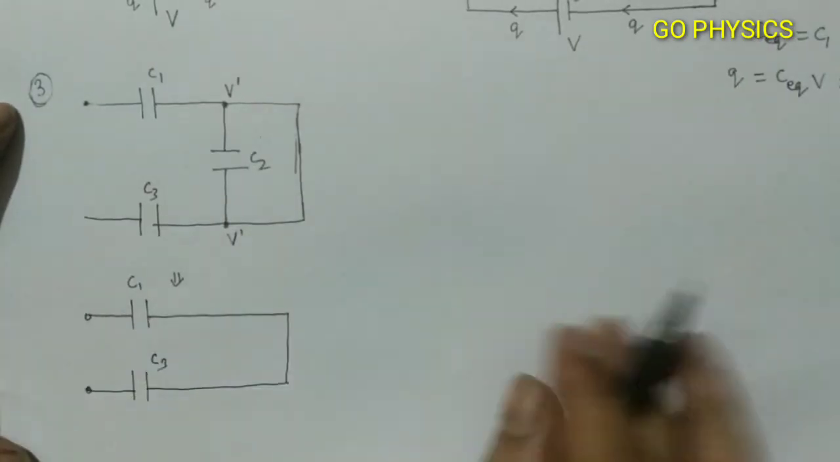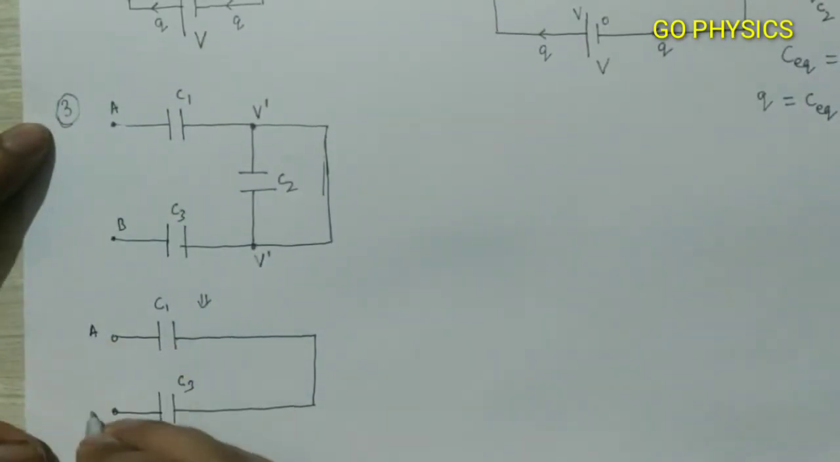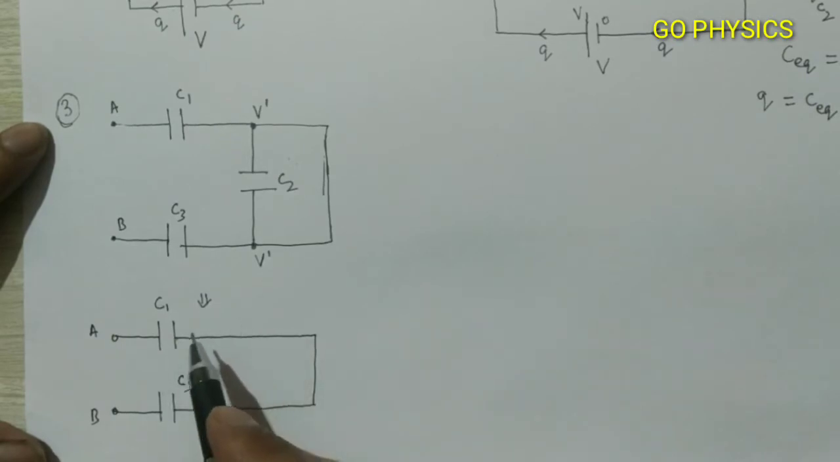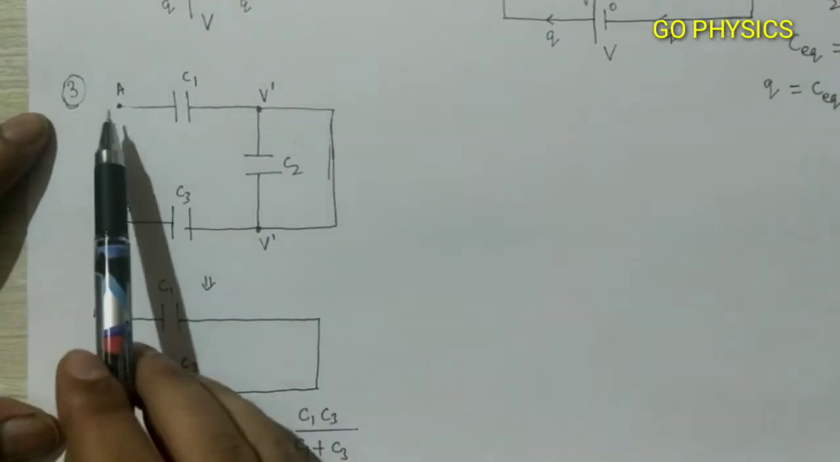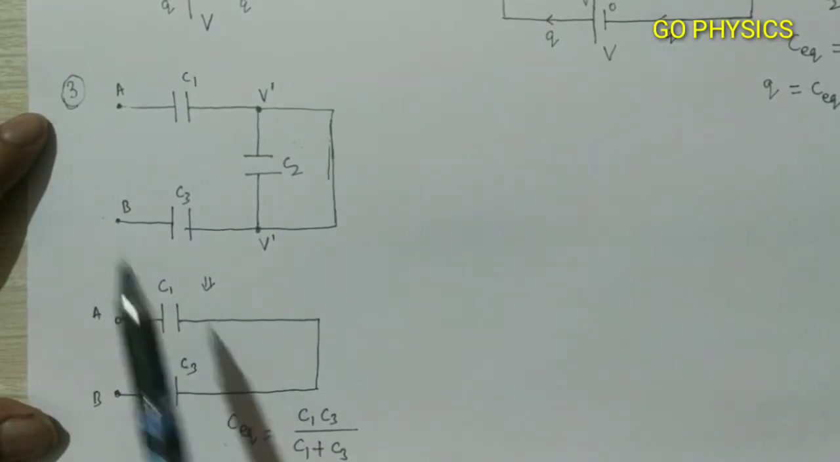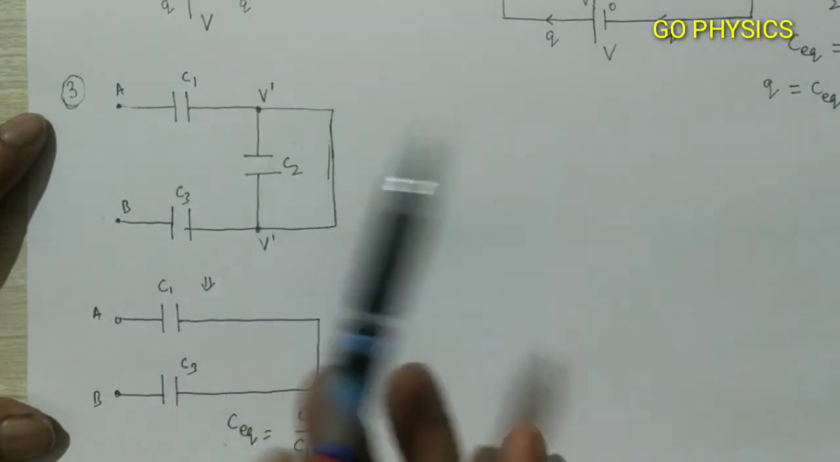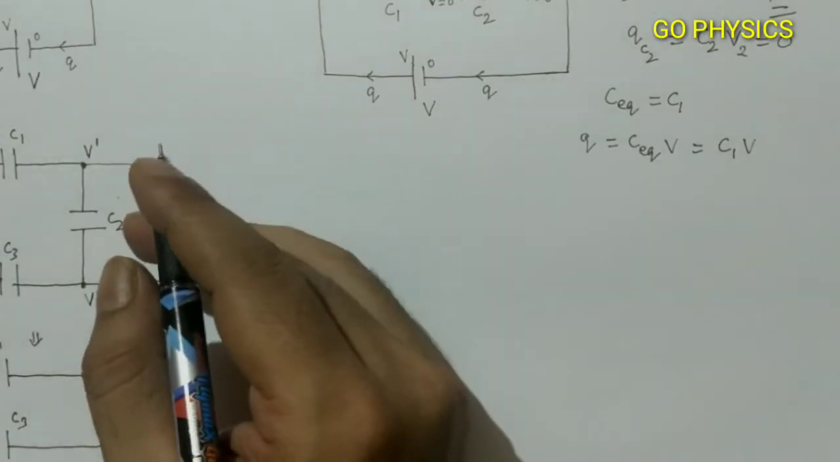Let us consider this end as A and this end as B. Now C1 and C3 are in series, so the equivalent capacitance of this circuit will be C equivalent equal to C1 C3 divided by C1 plus C3. And suppose A and B terminals are connected to a battery, so the charge given by the battery will be equal to C equivalent into the voltage of the battery. Clear? Now consider one more case for a 3 capacitor circuit.